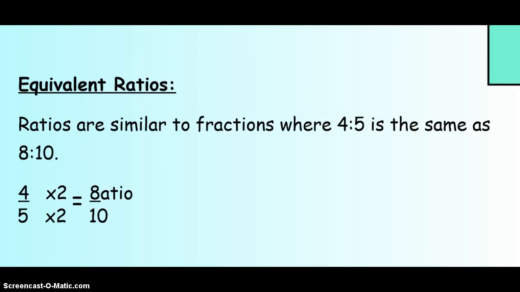One other thing we need to talk about are equivalent ratios. Equivalent ratios, I think of, are very similar to equivalent fractions. So if we look at the ratio 4 to 5, that ratio is the same as 8 to 10. If we look at our original ratio of 4 to 5 and we multiply both parts of our ratio by 2, we get the ratio of 8 to 10. And that is why they are equivalent.